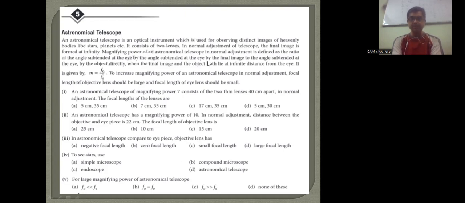Magnifying power of astronomical telescope in normal adjustment is defined as the ratio of the angle subtended at the eye by the final image to the angle subtended at the eye by the object directly. When the final image and the object are both at infinity from the eye, it is given by fo/fe. To increase magnifying power of astronomical telescope in normal adjustment, the focal length of objective lens should be large and focal length of eye lens should be small.